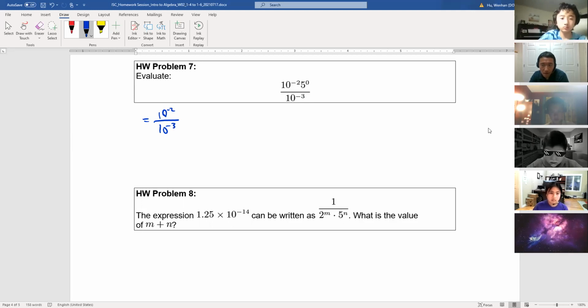Okay. And then because we're dividing the exponents, we subtract them. So it becomes 10 to the -2 minus parentheses -3. Great. And then the parentheses, they become addition. So it becomes 10 to the 1, or yeah. Okay. Yeah. Good.